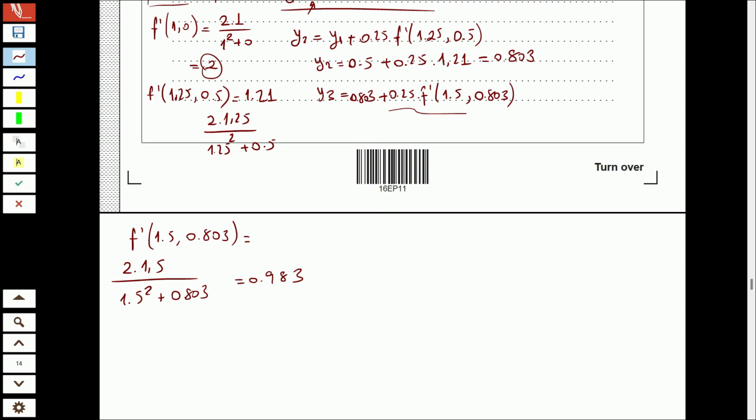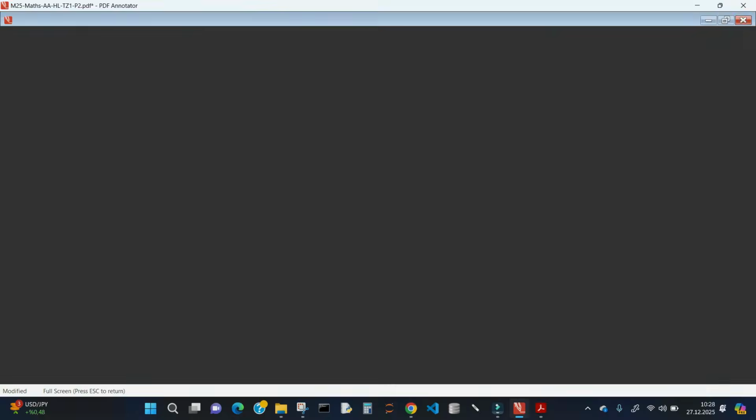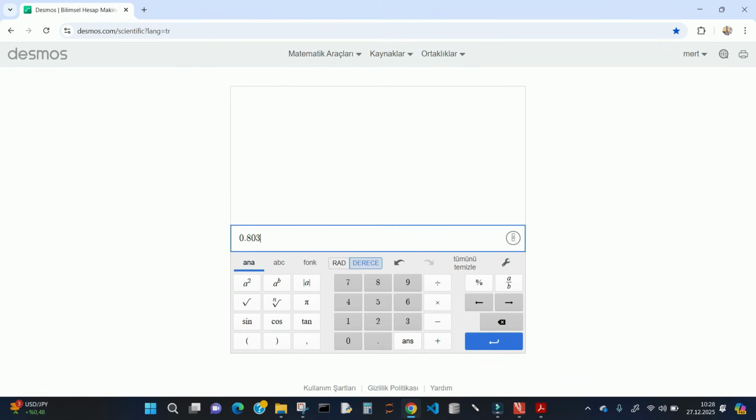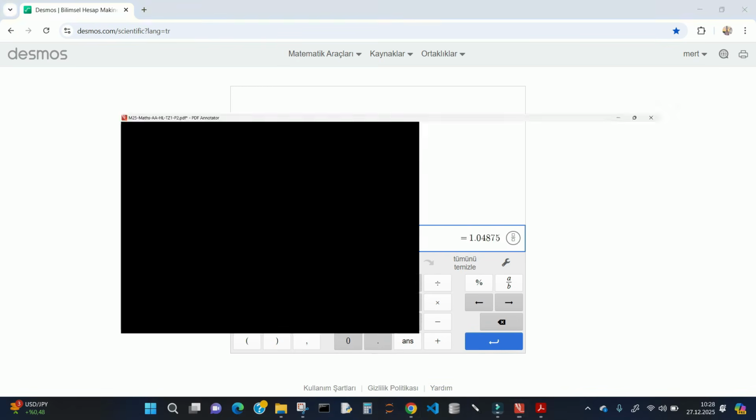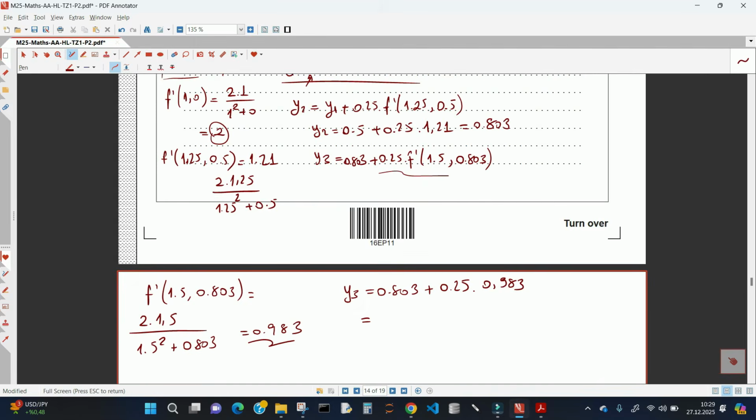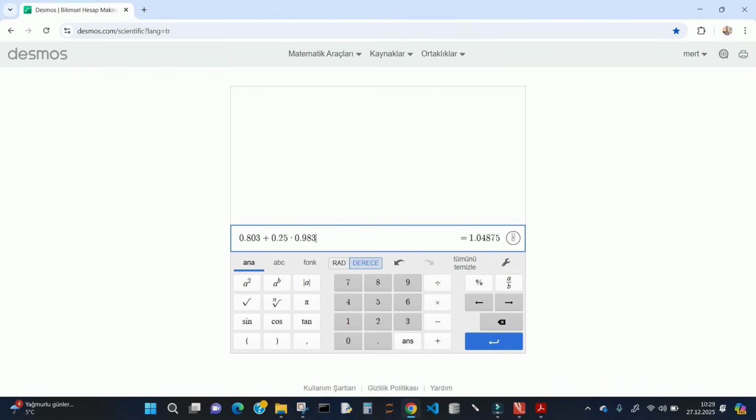So again I'm writing for y sub 3: 0.803 plus step length times the value that we found here, 0.983. Let me check it. Yeah, so it is approximately 1.05.